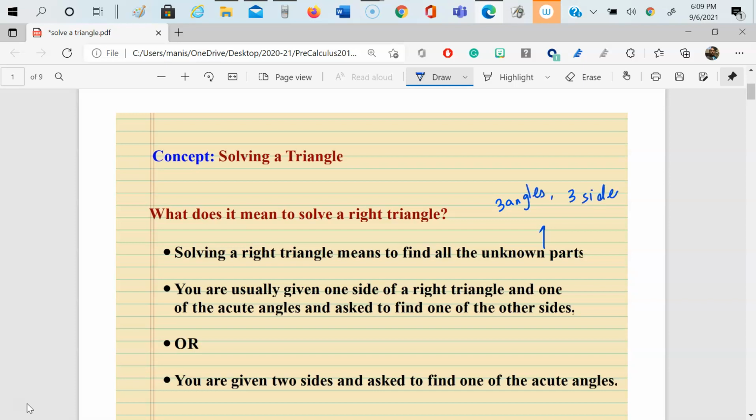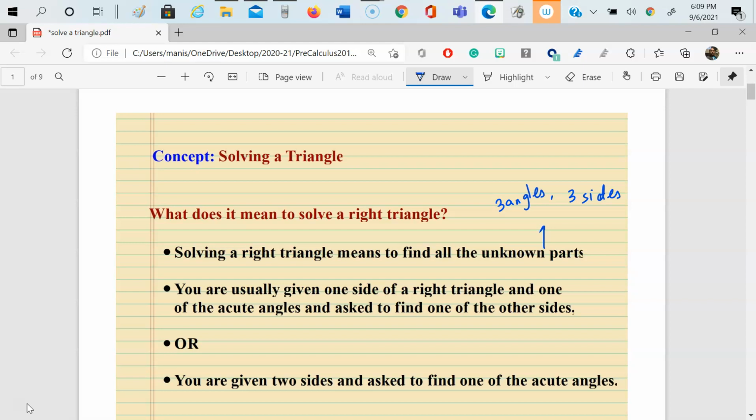In different questions, what we have to find will differ from question to question. In some of the questions we will be given two angles and be required to find the third angle and two sides, or one side or two angles. It will differ from case to case. I have given some conditions over here.